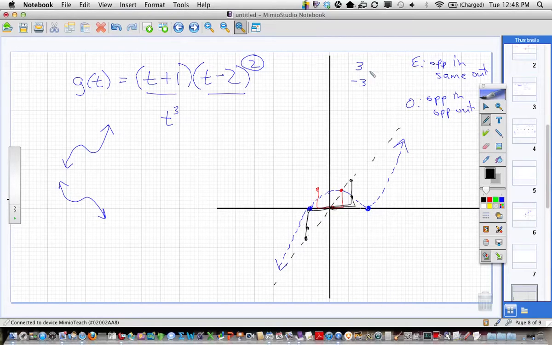Now, or you can plug points in. So if I put a 3 into this one, I'd get 4 times 1 squared, that'd be 4. If I put a negative 3 in here, I'd get negative 2 times negative 3 minus 2, which is negative 5, squared is 25. I get negative 2 times 25, which is negative 50. So there I put opposites in, and I didn't get the same out, and I didn't get opposites out. So I didn't get either one, so it's got to be neither. So those are all different ways we can talk about even and odd functions.